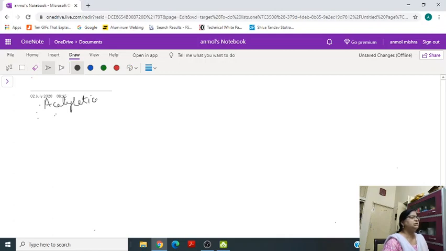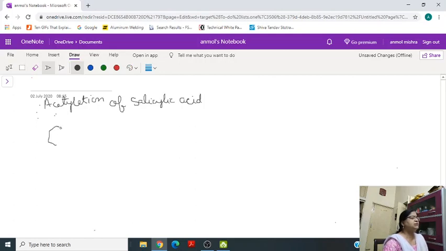Acetylation of salicylic acid. Now, acetylation of salicylic acid.